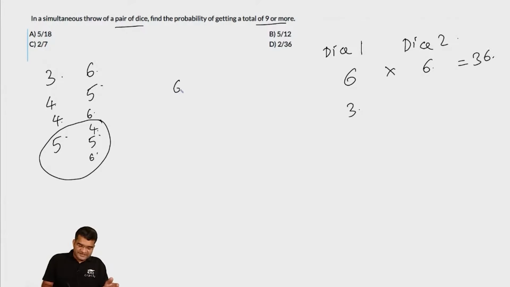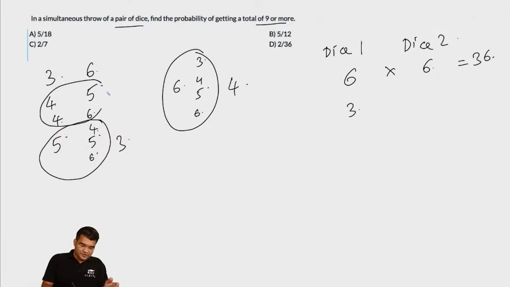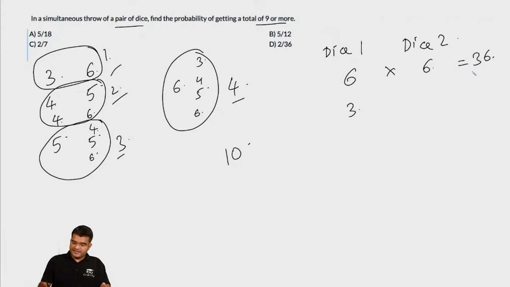Similarly, if dice 1 is 6, dice 2 can be either 3 or 4 or 5 or 6. So there are 4 possibilities in the fourth case, 3 possibilities in the third case, 2 possibilities in the second case, and 1 possibility in the first case. So the total number of favorable possibilities is 1 plus 2 plus 3 plus 4, which is equal to 10, and the total number of possibilities is 36. So the required probability is 10 divided by 36, which is equal to 5 by 18.